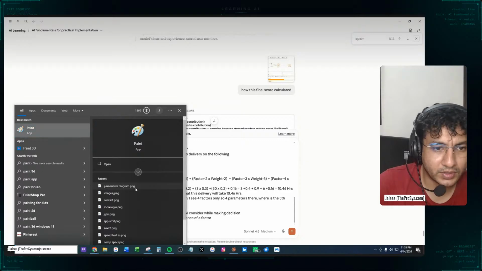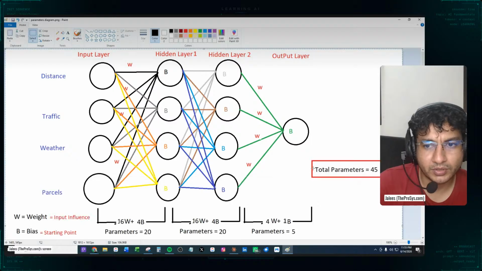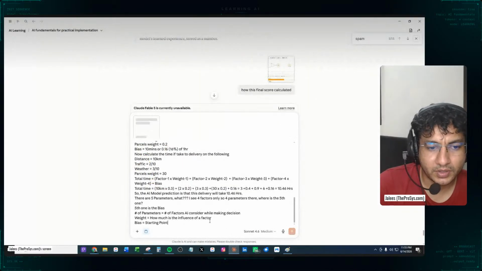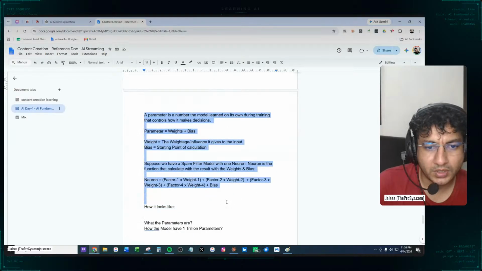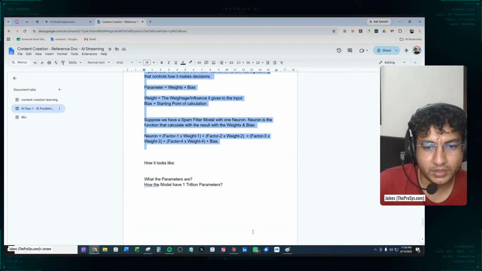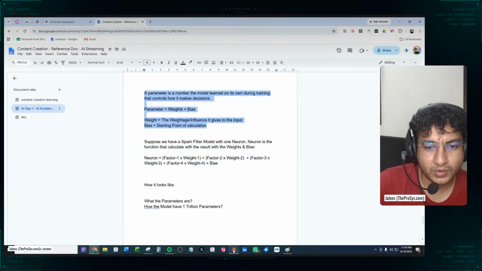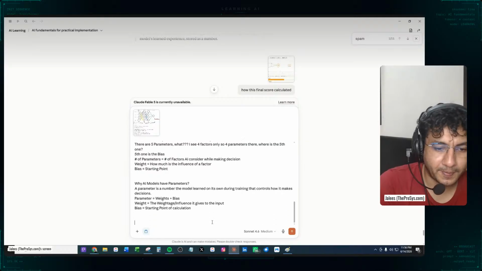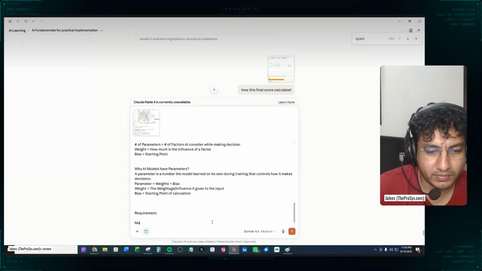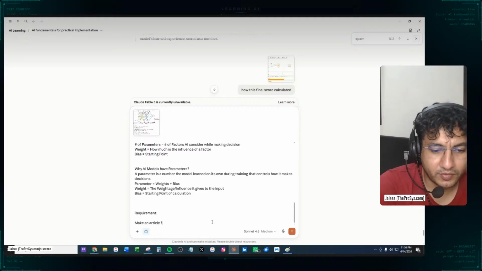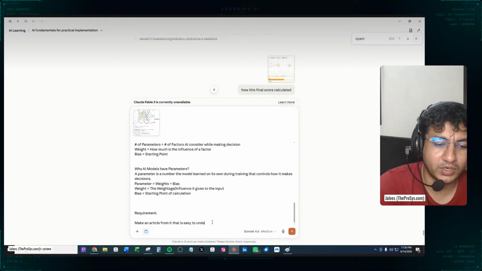Okay, so this is the diagram which we have, parameters diagram. Yep, we can have it here. And one more thing, I have to make this thing in this way. So, requirement: make an article from it that is easy to understand.